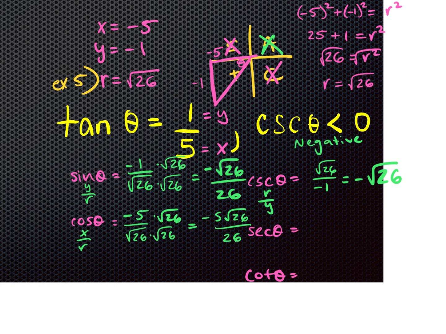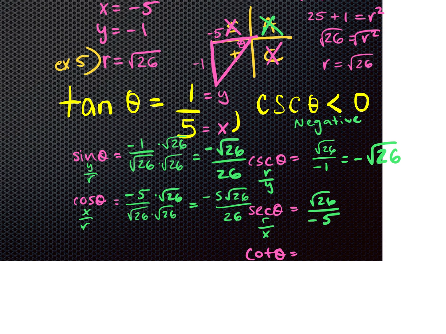Secant is going to be the reciprocal of cosine, so r over x. So that would be square root 26 over -5. And then cotangent's the reciprocal of tangent, which would be 5 over 1. We just flip tangent. So 5 over 1 would simplify to 5.